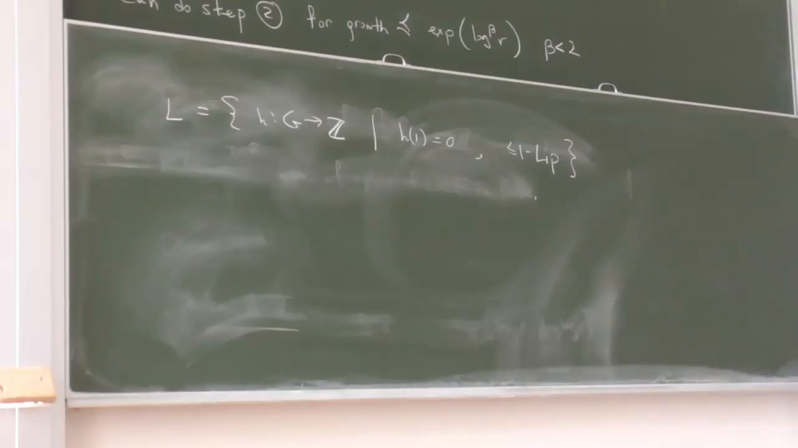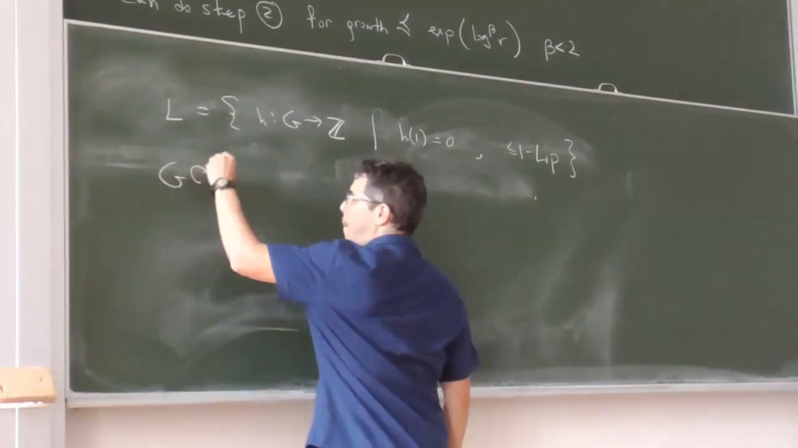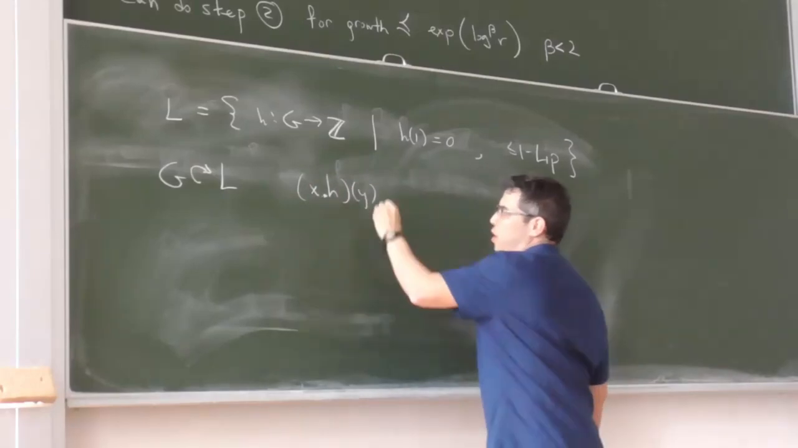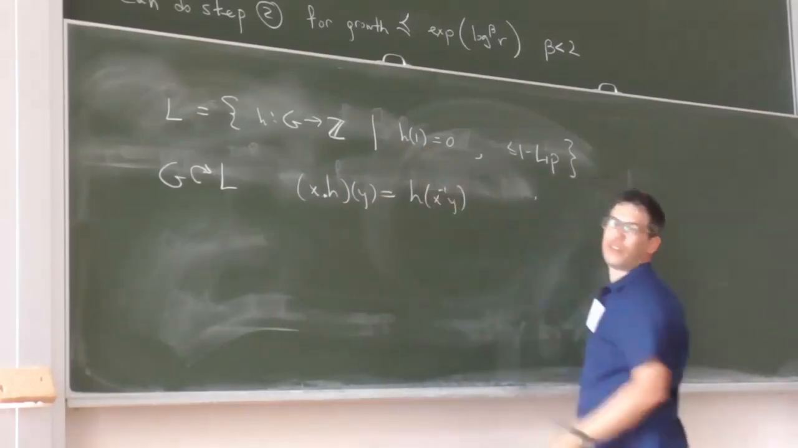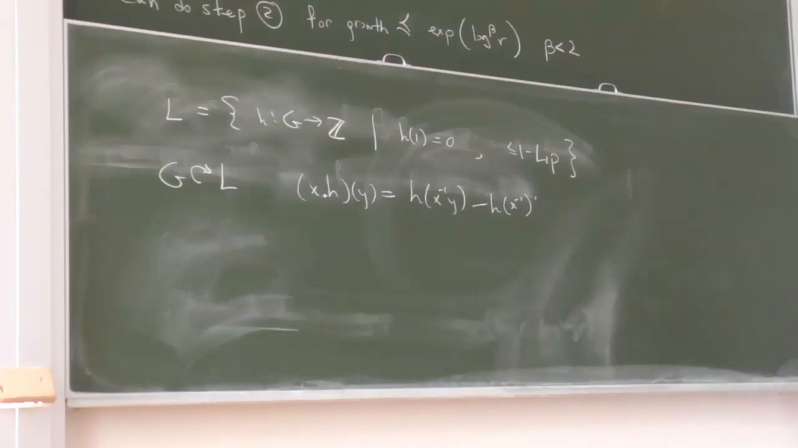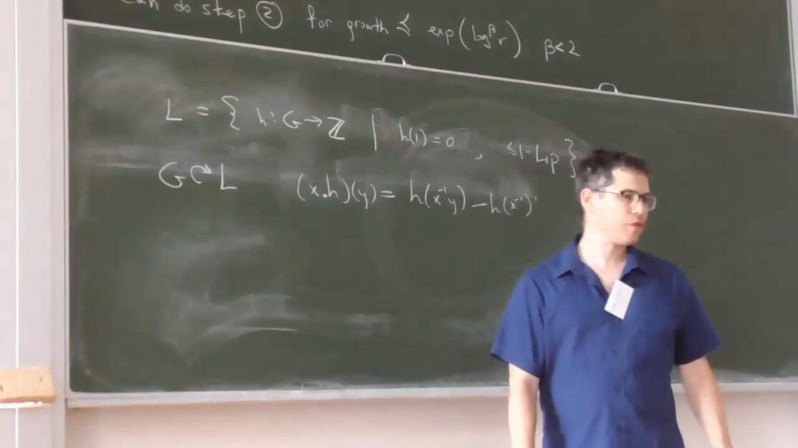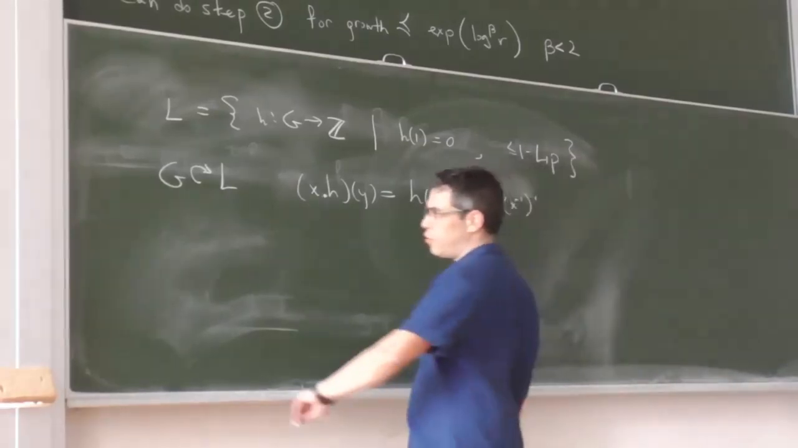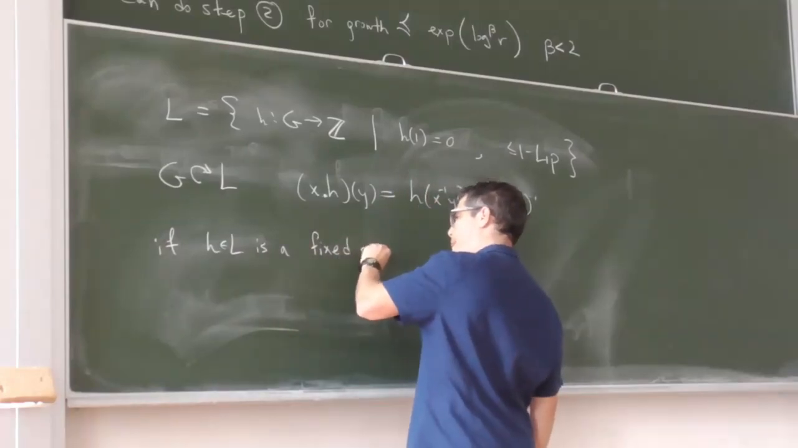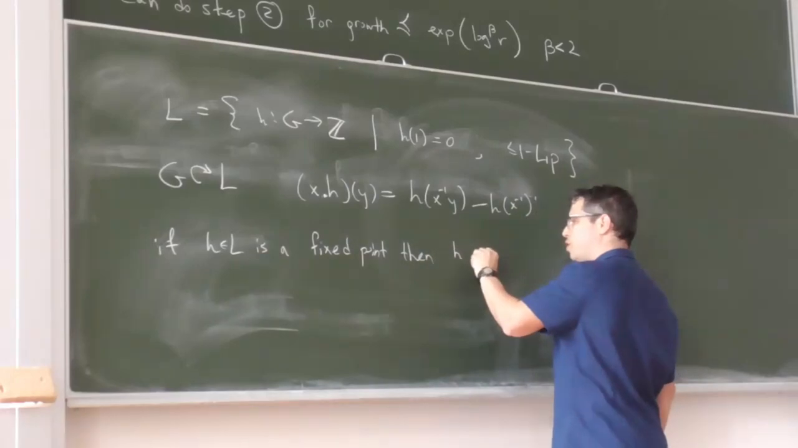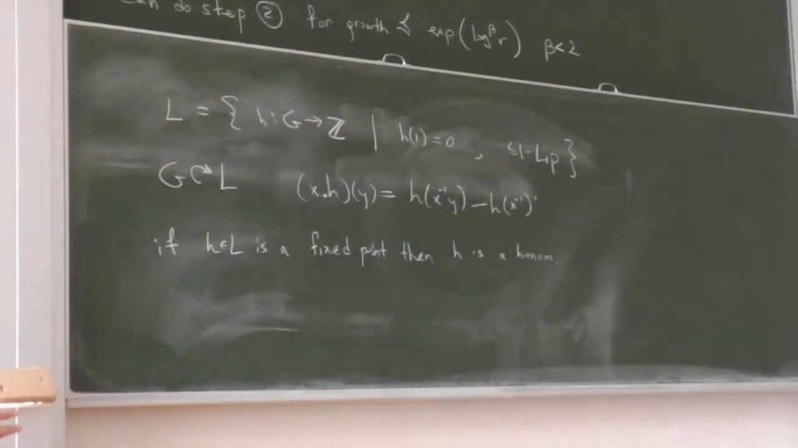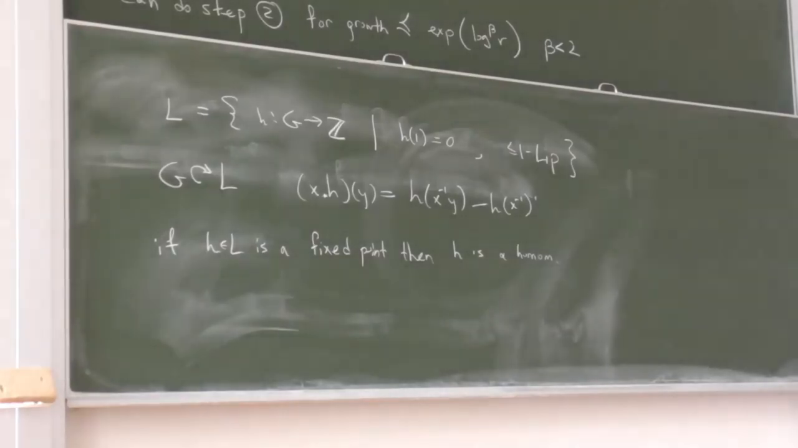The group acts on this space. G acts on L. And if you want to act on a function H at input one, then you do it by translating. But remember, you have to send the origin to zero, so you fix that. And the nice thing about this is that fixed points for the action are homomorphisms. So you check that if H is a fixed point, then it is a homomorphism. So this space detects homomorphisms, and any homomorphism, of course, scales to a one Lipschitz function, so it detects them.